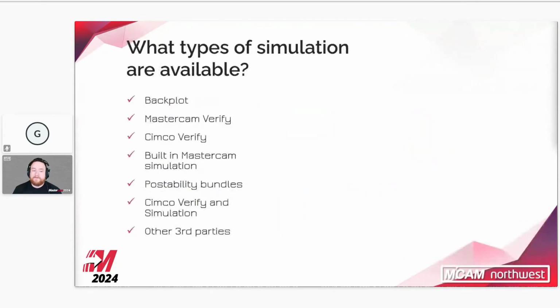So there are a few different kinds of simulation available. Obviously, there's backplot. That's sort of a type of simulation. It's extremely lightweight, but it kind of counts. We're not going to be covering that today because I don't think that anyone here is really that interested in it. Everyone kind of knows how it works. It's very straightforward. It also is not actually a very good checking tool for really much of anything besides seeing the general motion of the toolpath.